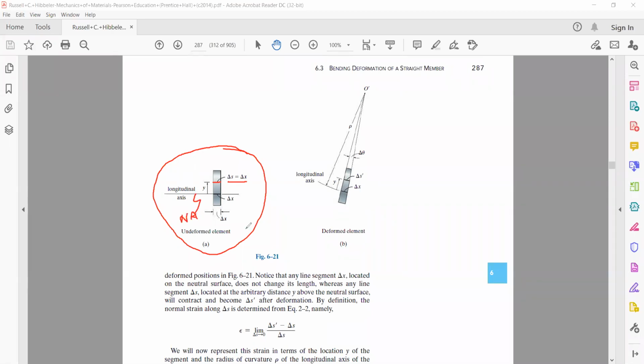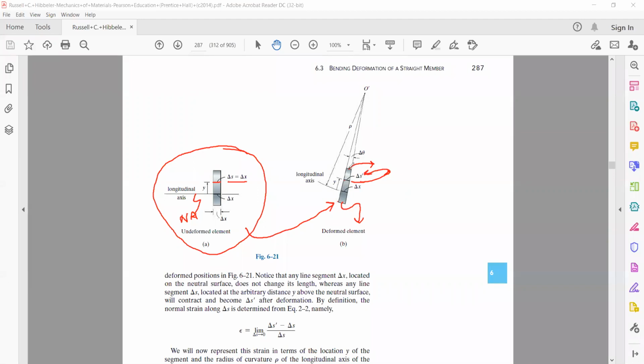Okay, then as the beam was subjected to deformation, the upper surface of this beam underwent compression, and the lower surface of this beam underwent tension. That is, in the upper surface of the beam there is compression, in the lower surface of the beam there is extension. Fine. And the length delta s that we had taken at a distance y from the neutral axis is also changing. Now its length becomes delta s prime.